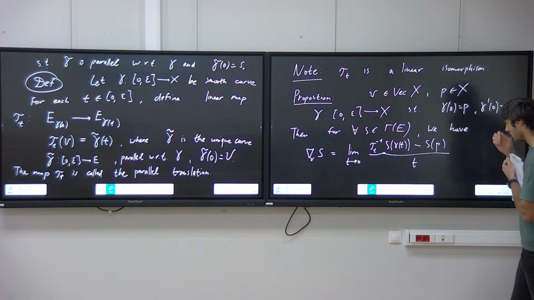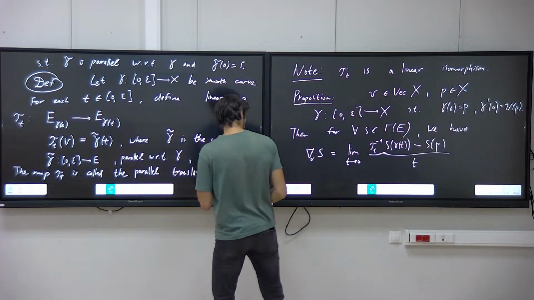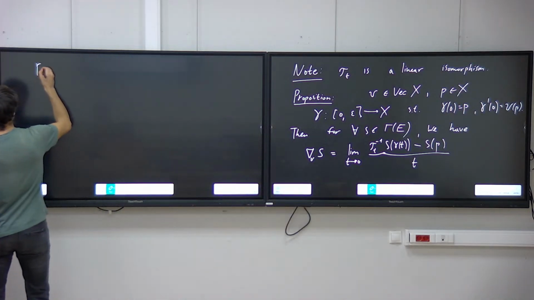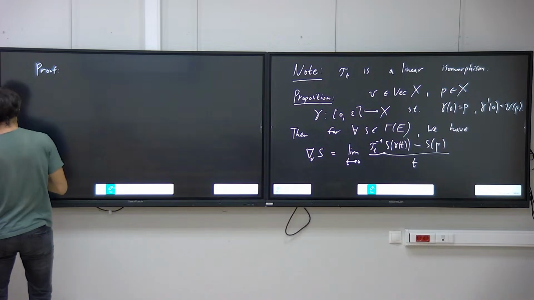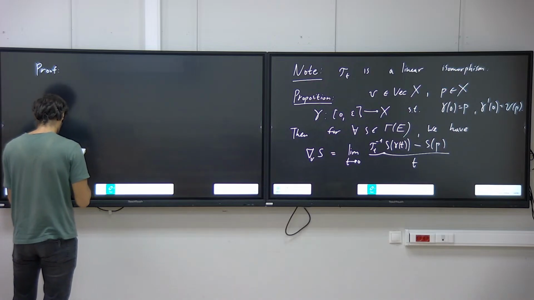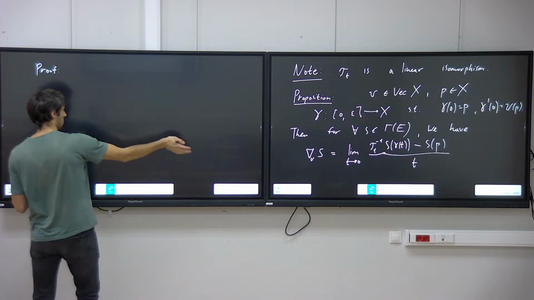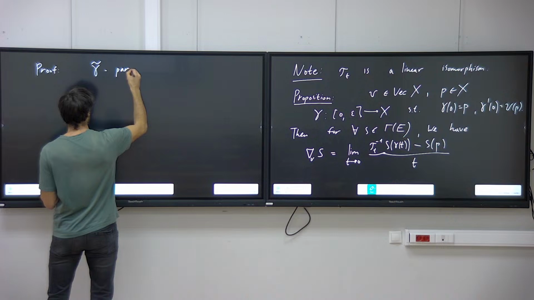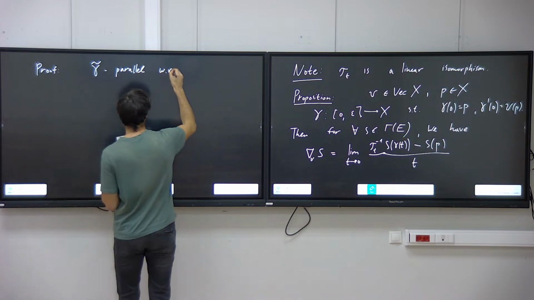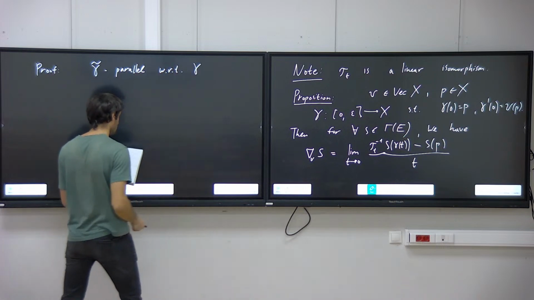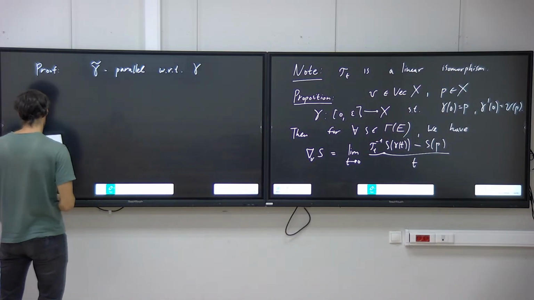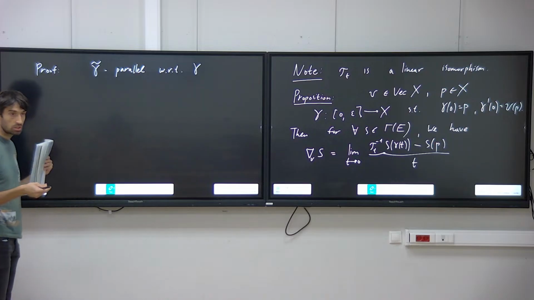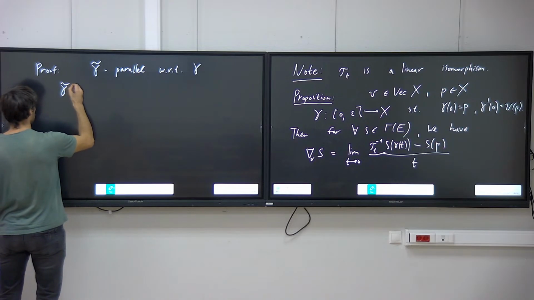Okay. So now let's prove this. Let me consider some gamma tilde which is parallel with respect to this gamma that I fixed here, and I need to fix some initial condition, right? So what will gamma tilde of 0 be?